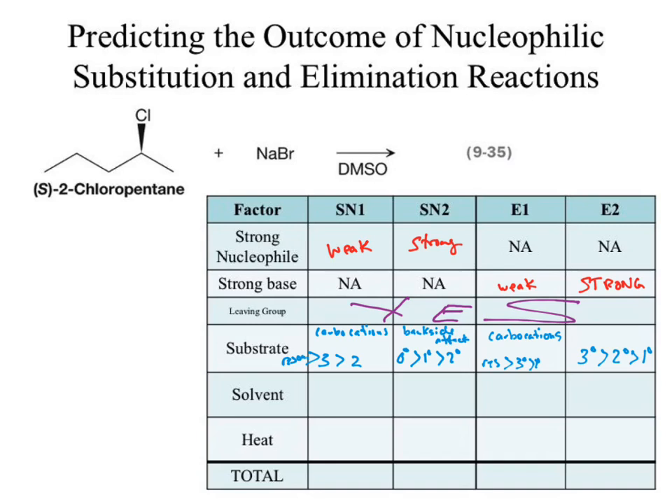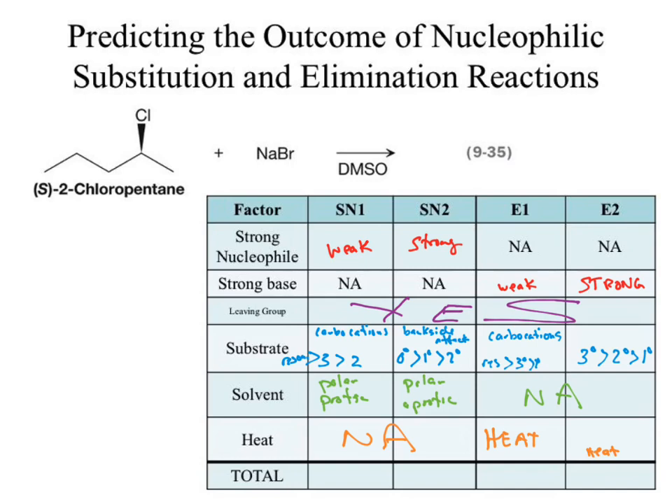Solvents. SN1: polar protic. SN2: polar aprotic. These ones are misleading, so I would say N/A for your eliminations. Heat. It's really a big driver in our E1s, less so in our E2s, and not as important in our substitution.